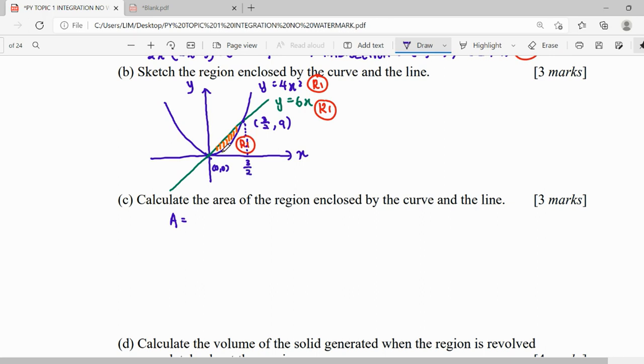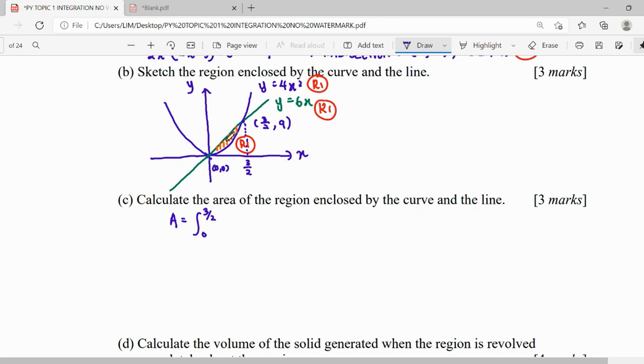And then you will notice that we have empty space here. So this is the two curve concept. We will take the area under the graph of this green line minus the empty space here. The empty space is the area under the graph of this quadratic. So for this area, we're going to integrate from 0 to 3 over 2.